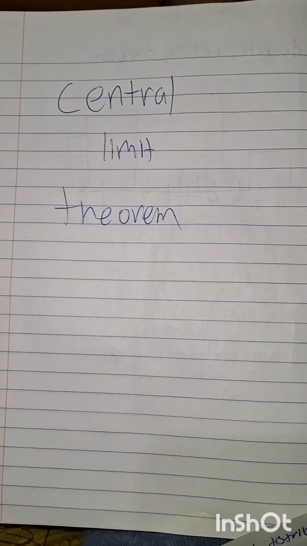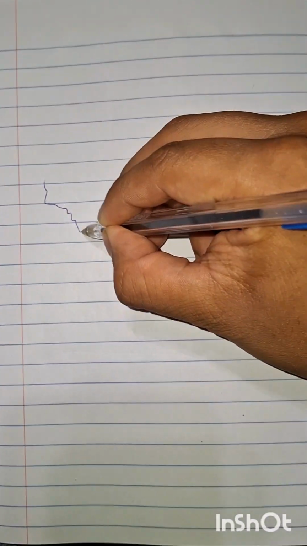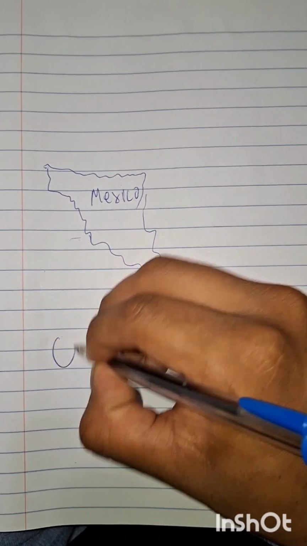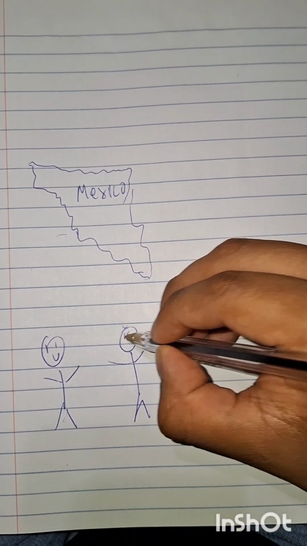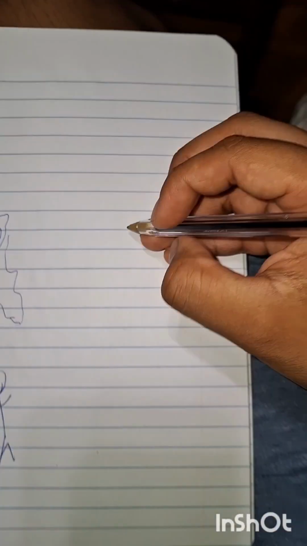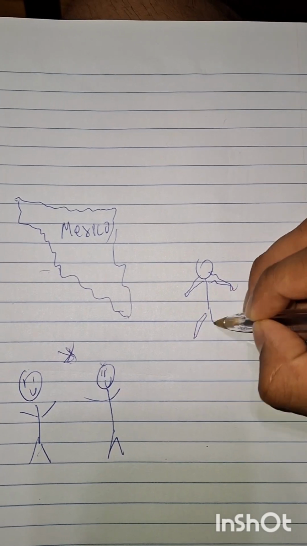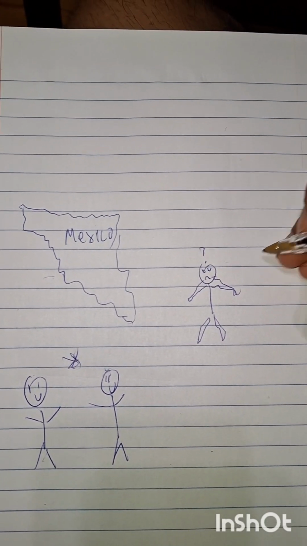Hi everyone, today we're going to be looking at the central limit theorem. Have you ever wondered what's the probability of you being born in Mexico? That's right. Or even the probability of finding your best friend and being besties. Or even the probability of being born. And think about this, what's the probability of all this happening to you in one lifespan?